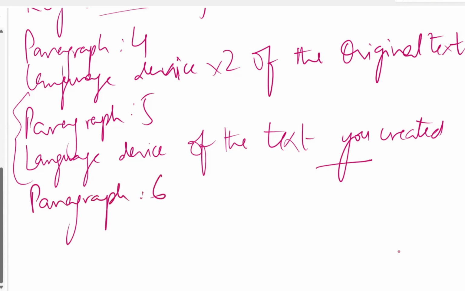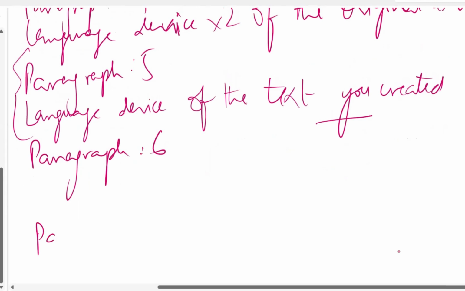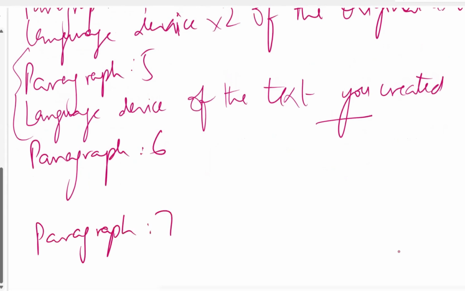Paragraph number 6 and paragraph number 7 are going to be done separately for each. Paragraph number 6 is basically going to be about the structural device. What is a structural device? Can you please just find out and let me know? What is a structural device in A Levels English?